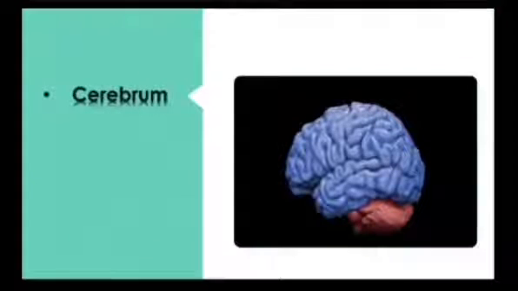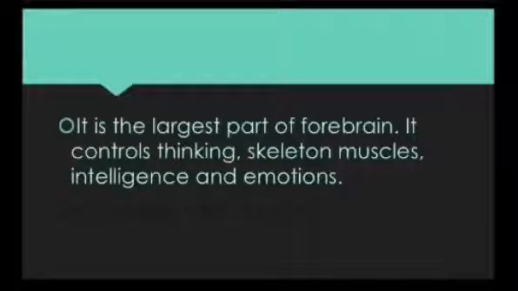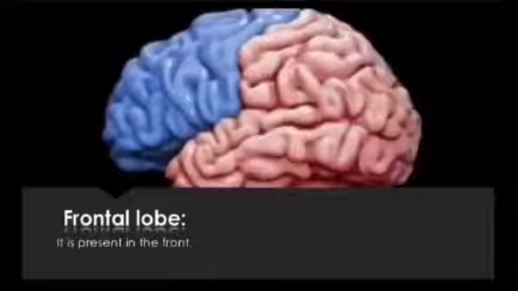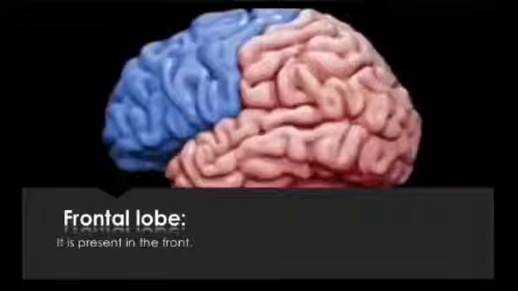Cerebrum, which is this big portion. It is the largest part of the forebrain. It controls thinking, skeletal muscles, intelligence, and emotions. It is divided into four lobes. Frontal lobe. This highlighted lobe is the frontal lobe. So by its name, it is present in the front.